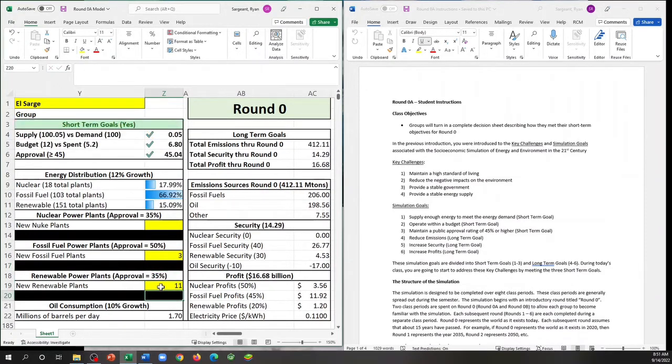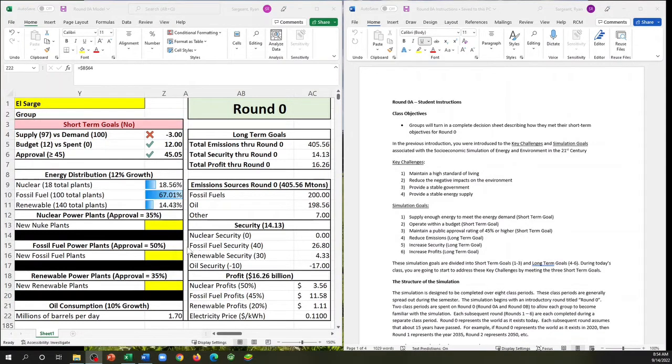I can just play with numbers here, and what I'm trying to do is just barely meet my demand. And any money that I don't spend stays within my budget and rolls over to a subsequent round. So it's a good thing to try to leave money in your budget. So this is a perfectly appropriate set of power plants that I can build to meet my short-term energy goals.